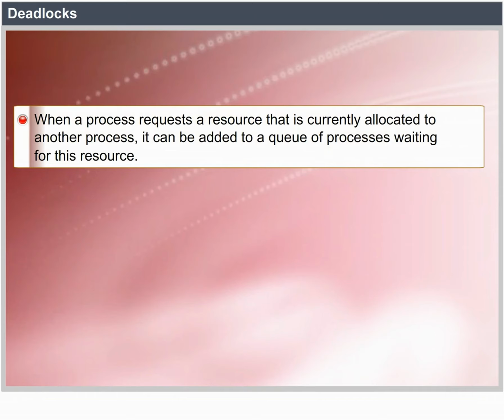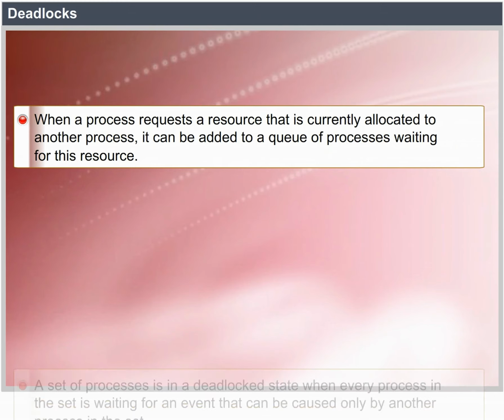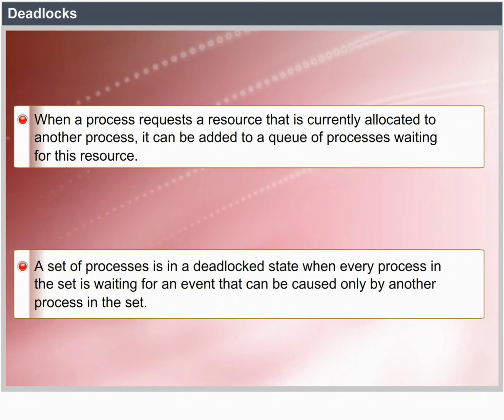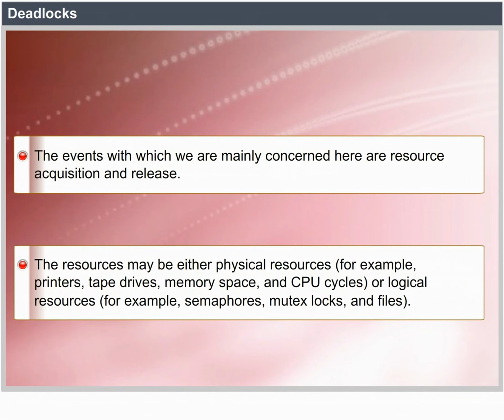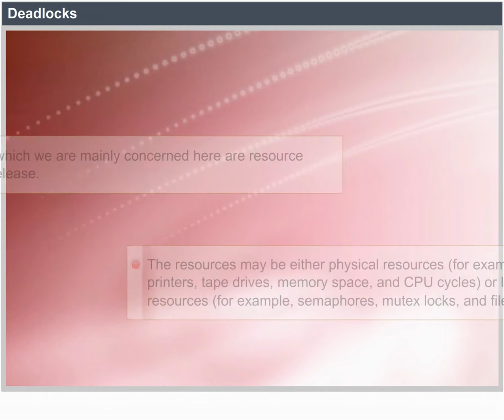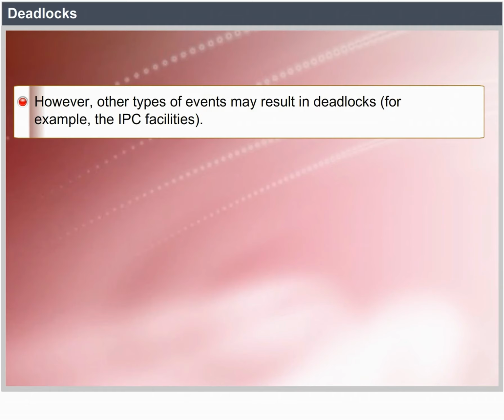A set of processes is in a deadlocked state when every process in the set is waiting for an event that can be caused only by another process in the set. The events with which we are mainly concerned here are resource acquisition and release. The resources may be either physical resources, for example, printers, tape drives, memory space, and CPU cycles, or logical resources, for example, semaphores, mutex locks, and files. However, other types of events may result in deadlocks, for example, the IPC facilities.